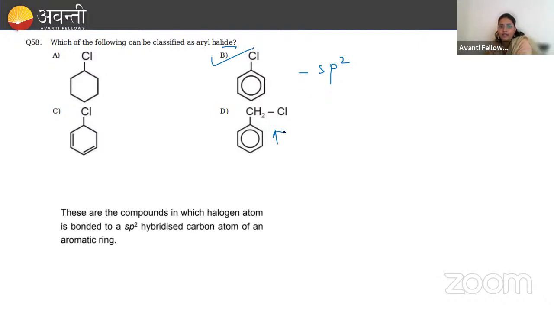This is a benzyl halide. And here conjugation is not completed. The carbon present here is sp3 hybridized. The carbon present here is also sp3 hybridized.